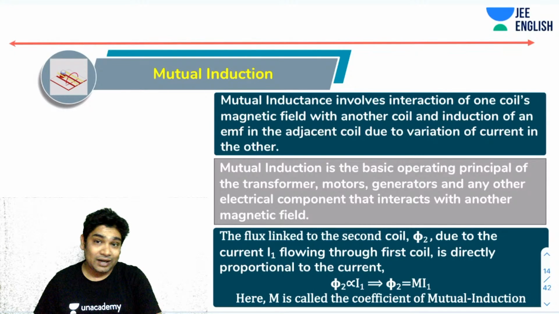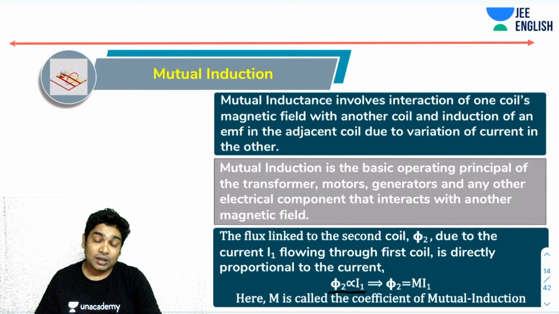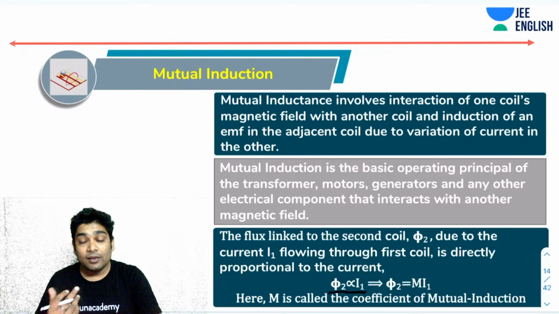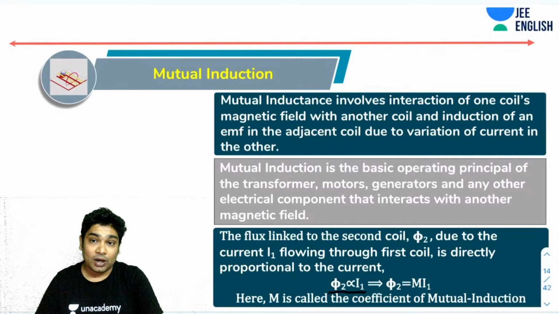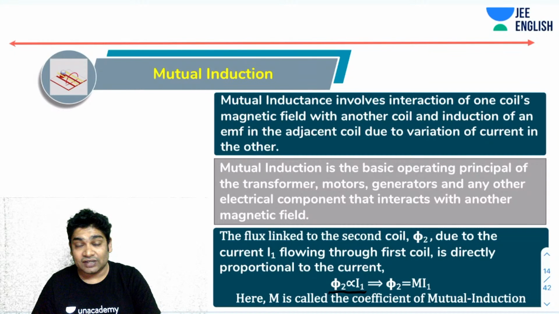Then we also realized that the magnetic flux of one coil will be linked to the current of the first coil. Like this, we can say that phi 2 would be directly proportional to I1, and we introduce a proportionality constant M, which is called the coefficient of mutual induction. And this, you realize, will have the same units as that of self inductance. It is Weber per ampere, which is given a special name, Henry.